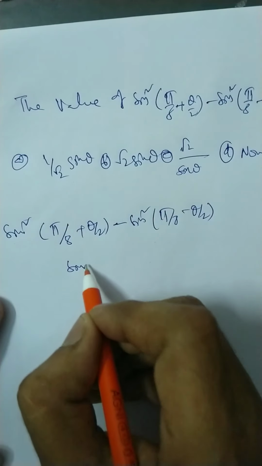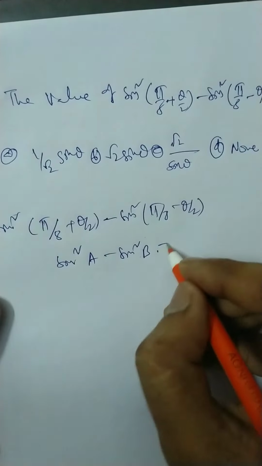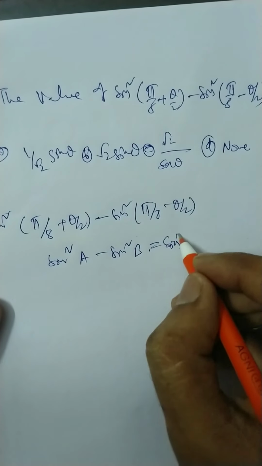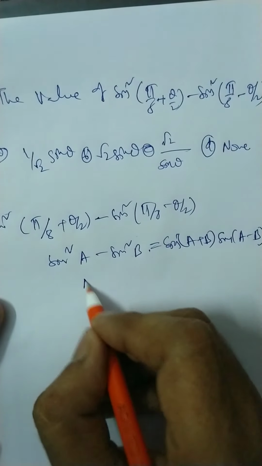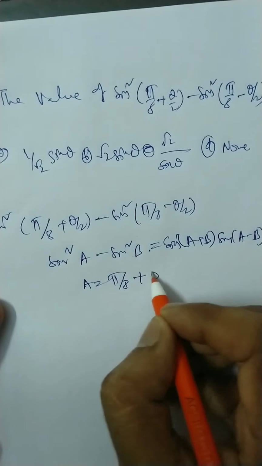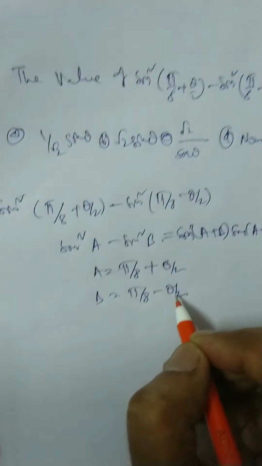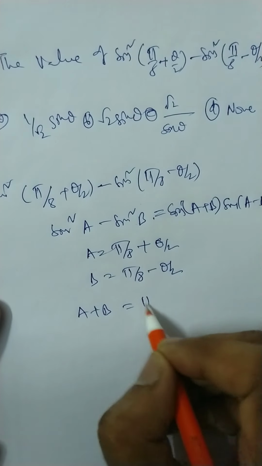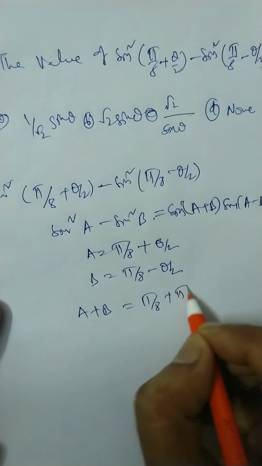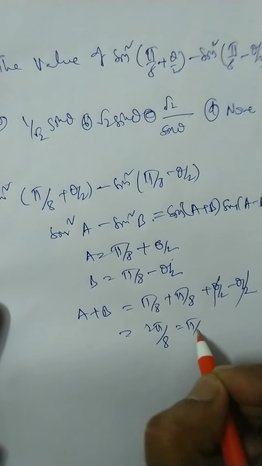So this seems to be in the form of sin square a minus sin square b, and you all know that the formula for sin square a minus sin square b is sin of a plus b into sin of a minus b. So here a is equal to pi by 8 plus theta by 2, b is equal to pi by 8 minus theta by 2. So when you add these two, a plus b, you get pi by 8 plus pi by 8. This theta by 2 will get cancelled. So it is 2 pi by 8, that is pi by 4.